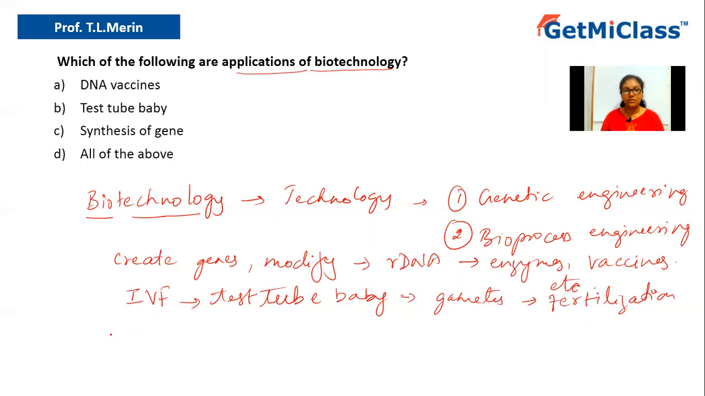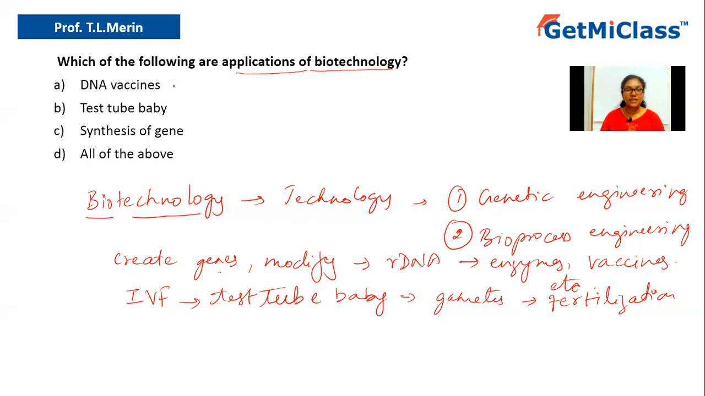Further, as I told you, you can create genes. That means you can synthesize genes, you can produce vaccines. That all comes under genetic engineering. Now suppose you create a gene, for what do you create it? So as to get the product, right? Further, obtaining the product is all done by bioprocess engineering. So the combination of genetic engineering and bioprocess engineering is nothing but biotechnology. So let us see.